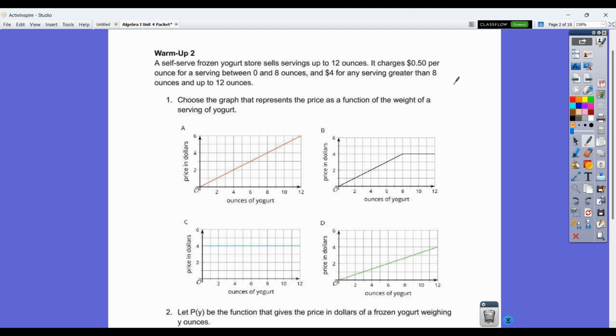So I'm thinking there that we're going up between 0 and 8 ounces. We're going up by a certain amount per ounce, and $4 for any serving greater than 8 ounces and up to 12 ounces. So between 8 and 12, we're going to kind of flatline there. So the only graph that does that is graph B here.